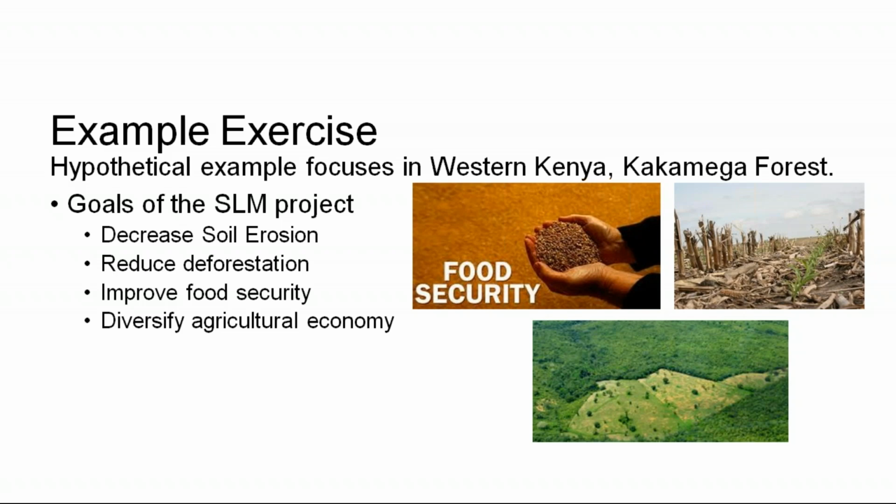It's the Kakamega forest. And the overall goals of this project were actually more complicated than just introducing the agroforestry. It had the goal for decreasing soil erosion, reducing deforestation because it was on the edge of the Kakamega forest, improving food security, and diversifying the agricultural economy. So those smallholder farmers we worked with in the previous exercise, they're real locations of real farmers.